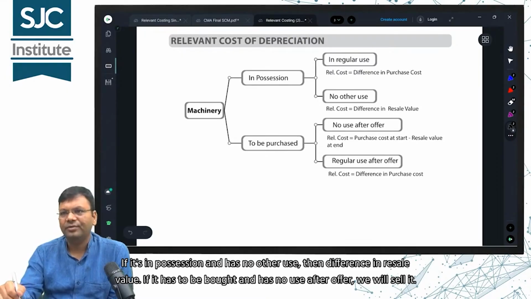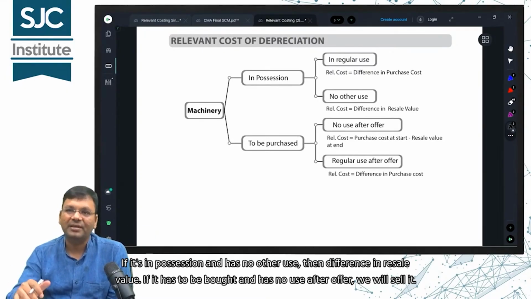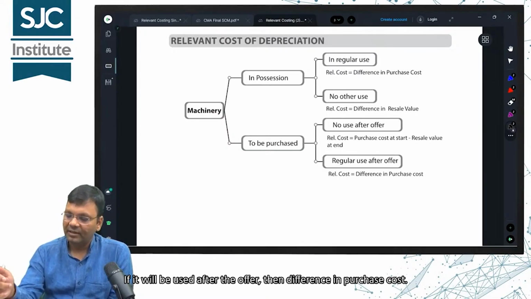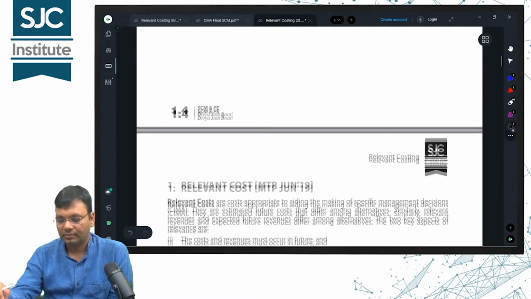If it's in possession and has no other use, then the difference in resale value. If it has to be bought and has no use after the offer, we will sell it. If it will be used after the offer, then the difference in purchase cost.